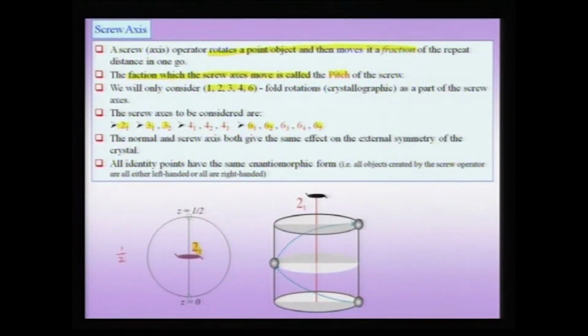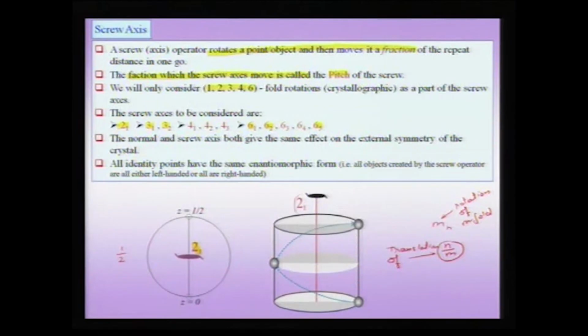2. So, suppose I have a screw operator which gives us m subscript n, which implies a rotation of m-fold and a translational component which is n by m. So, this is my translational component involved in a screw axis. So, let us see the effect of what a screw axis can do.